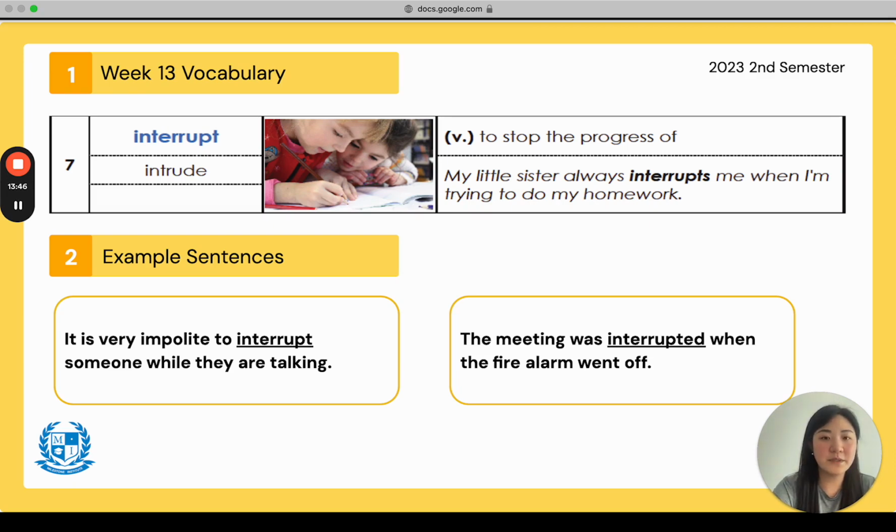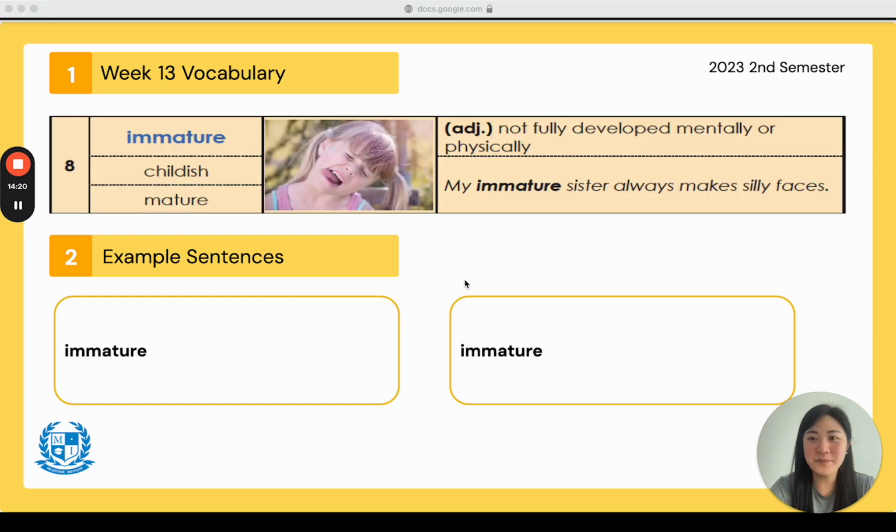Or we can say number 2, the meeting was interrupted when the fire alarm went off. So say that we're in a huge meeting and then all of a sudden, beep, beep, beep. The fire alarm interrupted the meeting and made it stop, and then everyone had to go outside for safety. Interrupt.